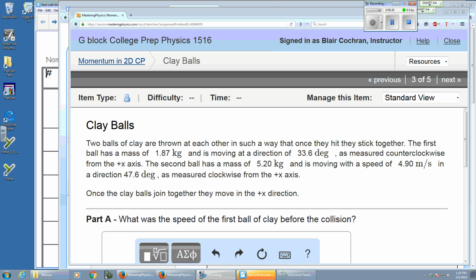The second ball has a mass of this and is moving at a speed of this in a direction blank degrees measured clockwise from the x-axis, so towards the x-axis and then going downwards. Once the clay balls are joined together, they move in the x-positive direction. So let's look at the y for this.